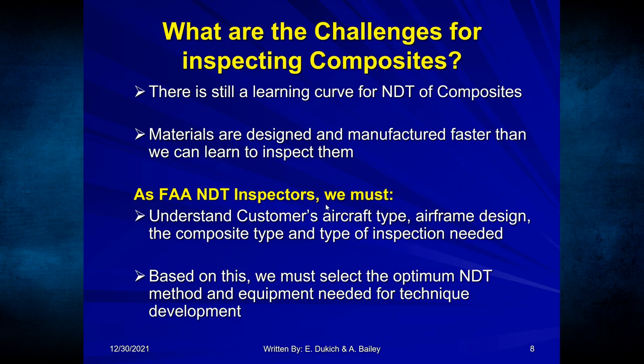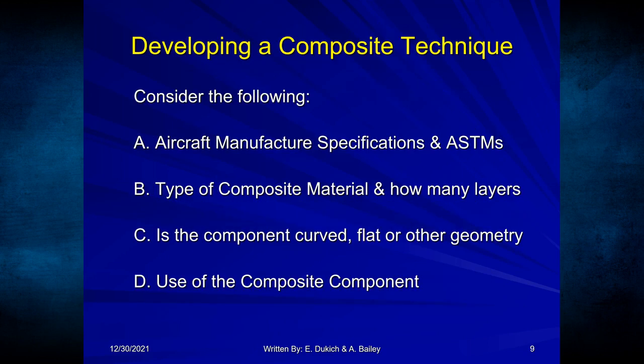So as FAA NDT inspectors, we have to understand the customer's aircraft type here, the airframe design, the composite type, and the type of inspection that's needed. We have to know, what are they trying to find? And based on this, we select an optimum NDT method and the specific equipment for technique development. So as a level 3, I usually get involved with making these techniques and working with the manufacturers to make them work better so we can find the flaw of interest.